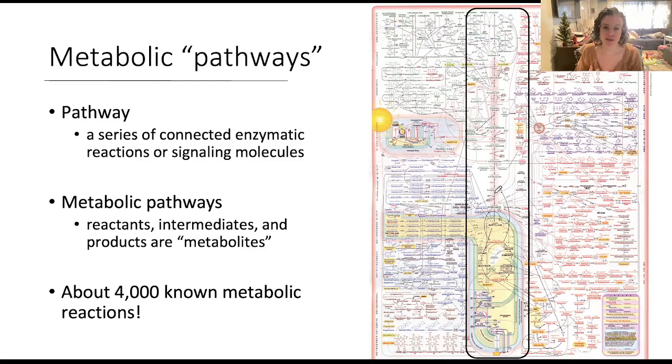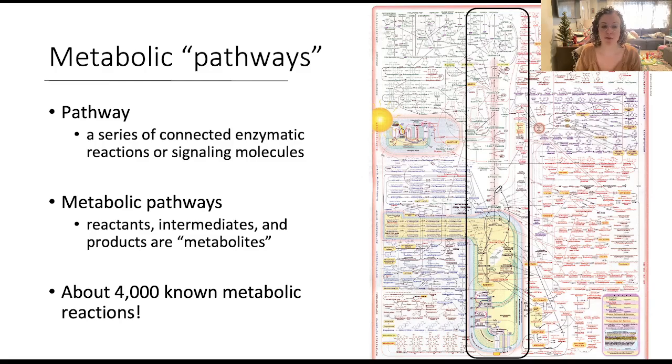Metabolic pathways contain small molecules, and we'll call these reactants, substrates, intermediates, products, and all of these words we can also just substitute for metabolite. So a metabolite is a substrate or a product that's a part of a metabolic pathway.